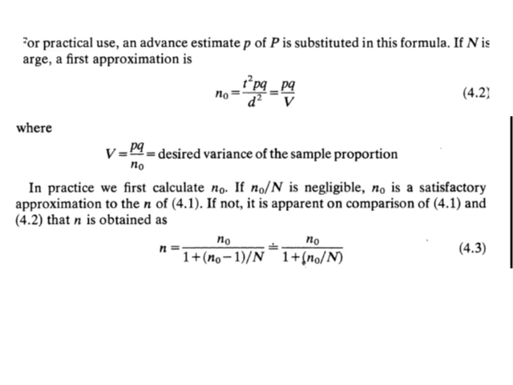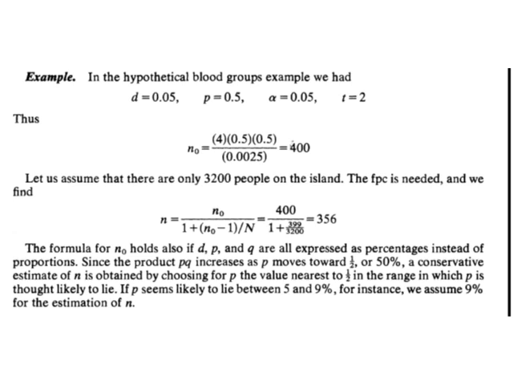In practice, we first calculate n naught. If n naught over capital N is negligible, then n naught is a satisfactory approximation to the n of 4.1. If not, it is apparent on comparison of 4.1 and 4.2 that n is obtained as n equal to n naught over 1 plus (n naught minus 1) over N, which is approximately equal to n naught over 1 plus n naught over capital N. Let's take an example.